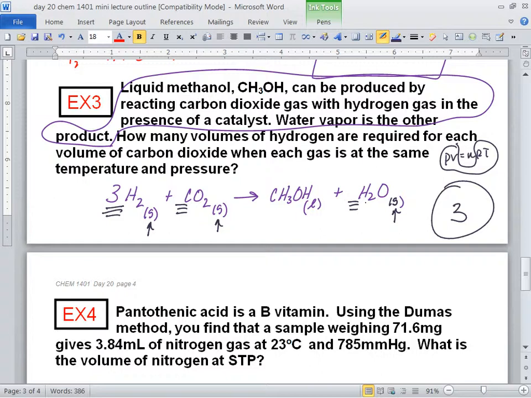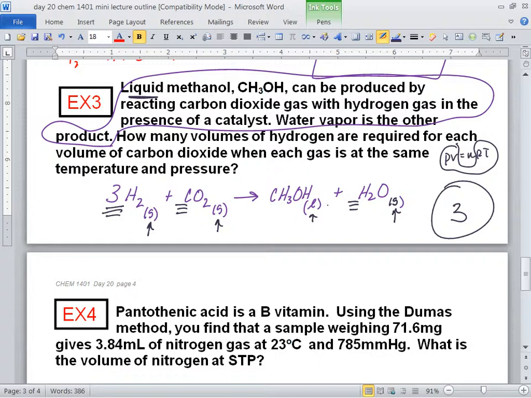They said it's a vapor, so for H2O we had to put G on it. Yeah, they said that liquid methanol is produced, so that's why I had to put a little L on it. Okay.